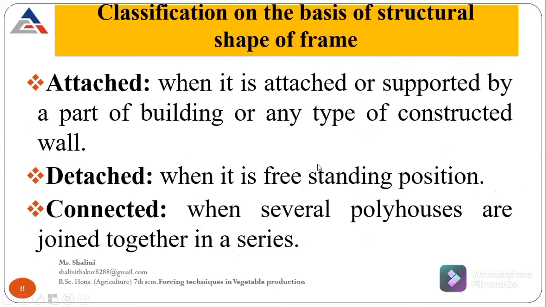So the next point is the classification of various structural shapes of frames. We are using different kinds of poly houses and different kinds of protected structures. On the basis of structural shape of frame, we divide our poly houses or greenhouses into three types: one is attached, second is detached, and third is connected.